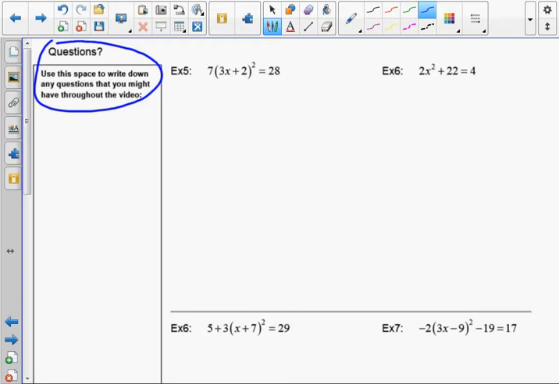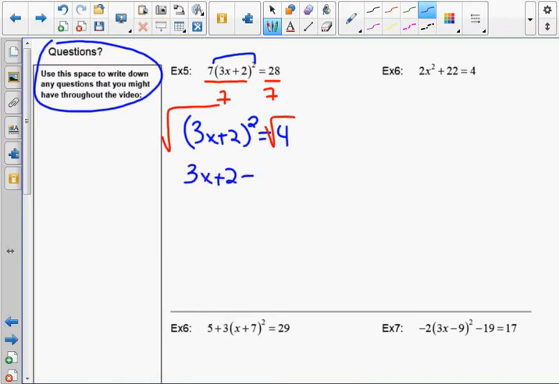So the first thing we always want to do, looking at example 5, is to isolate for the variable or isolate for whatever we have inside here. So to do that, we're going to divide both sides by that number in front, which is a 7. So we're going to get 3x plus 2 squared is equal to 4. We're done isolating it, so we're now on to the next step. We're going to square root both sides. Whenever you square root both sides, we're going to end up with plus or minus the square root of whatever this number is. And the square root of 4 is going to be a 2.